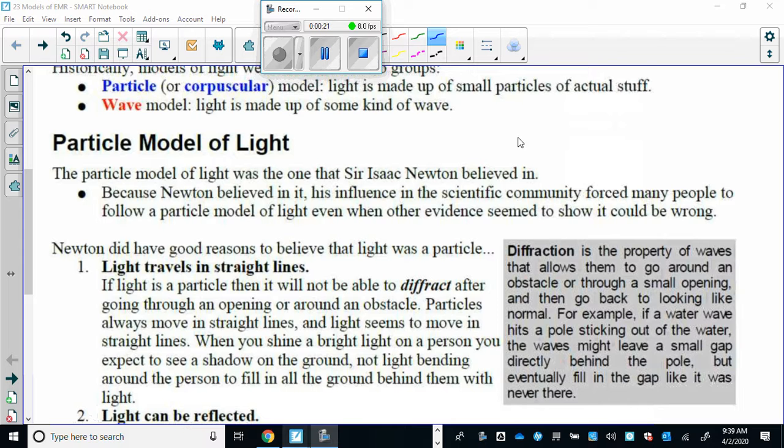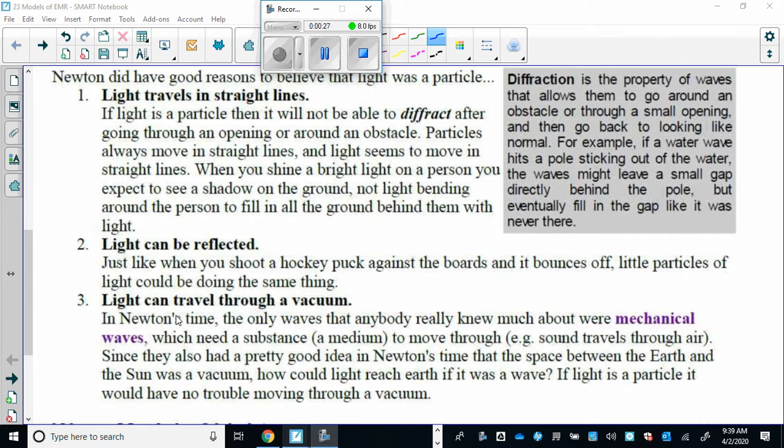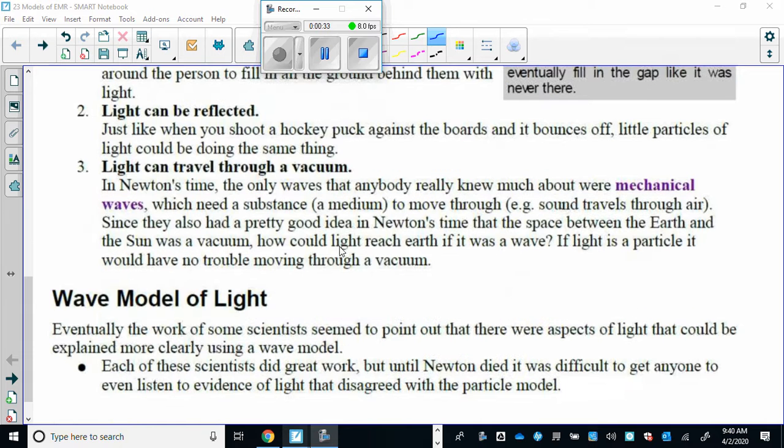Why did he believe it was a particle? Because light travels in straight lines, because light can be reflected, and light can travel through a vacuum. And all those things particles can do. So he was pretty convinced that light was a particle.